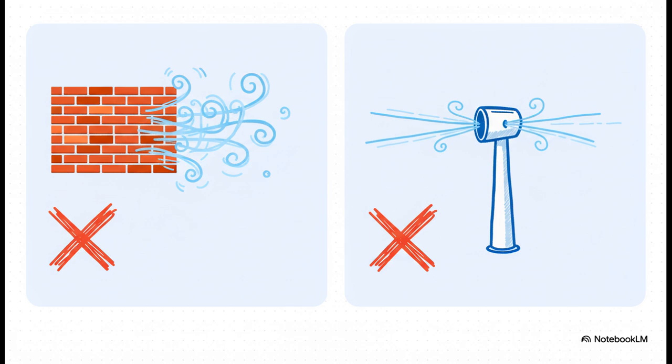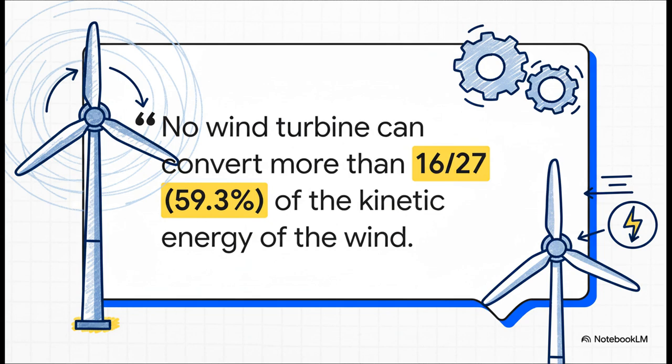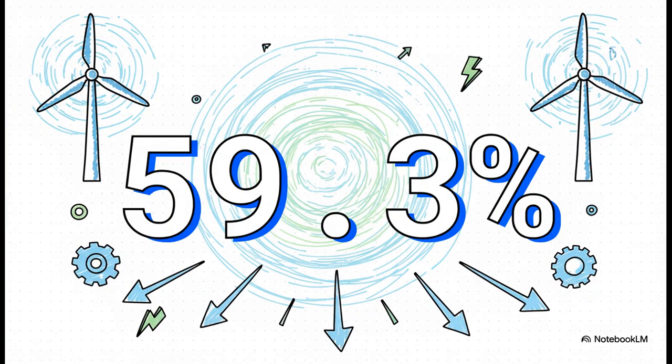So the answer, the sweet spot, has to be somewhere in the middle. And believe it or not, a German physicist named Albert Betz figured this all out way back in 1919. He did the math and calculated the absolute theoretical maximum amount of energy you could ever hope to pull out of the wind. And here it is, the magic number, 59.3%. This is famously known as the Betz Limit, or Betz's law.